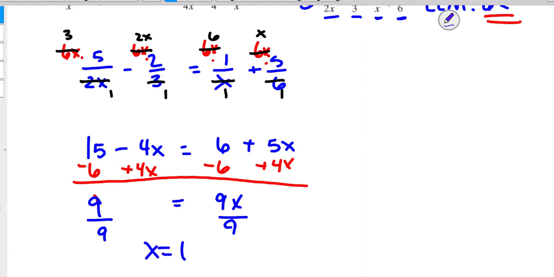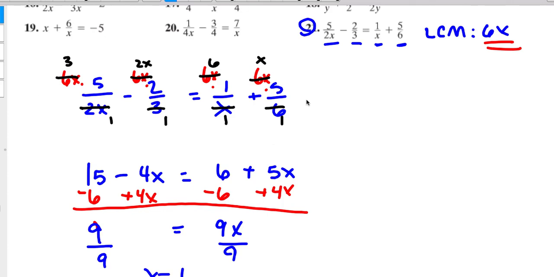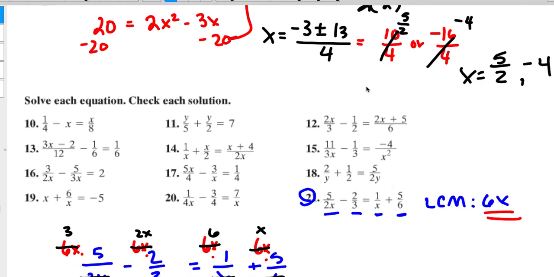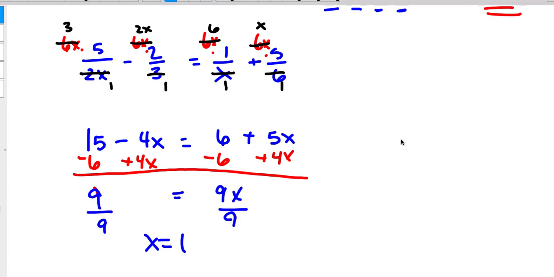Now you want to make sure that that's okay. 2 times 1 is 2, 3 is okay, 1 is okay, and 6 is okay. I don't think we actually have to, oh no, it did. It said check each solution. Okay, so if it says check your solution, make sure you're doing that because it could just be something simple, and it could also tell you whether or not it has no solution.